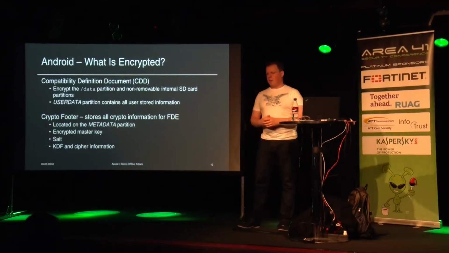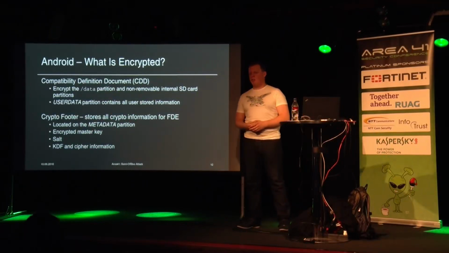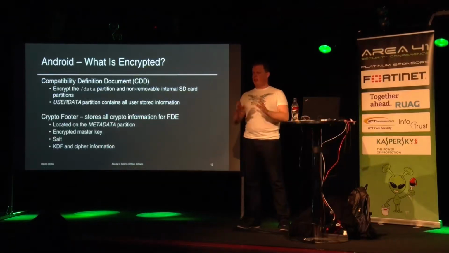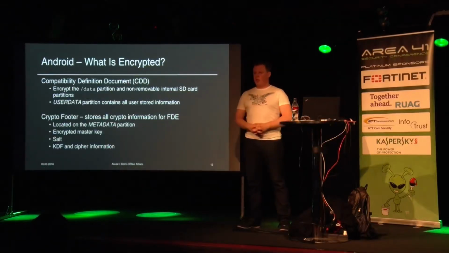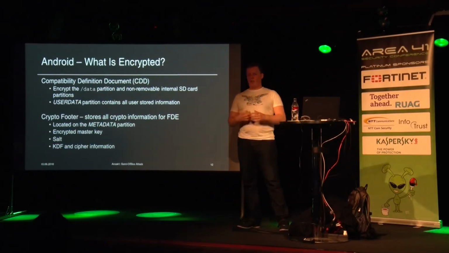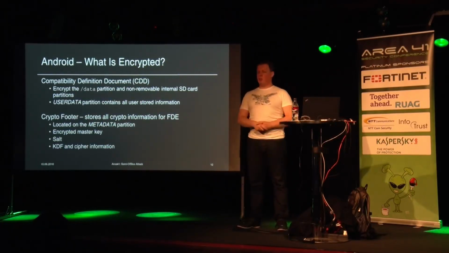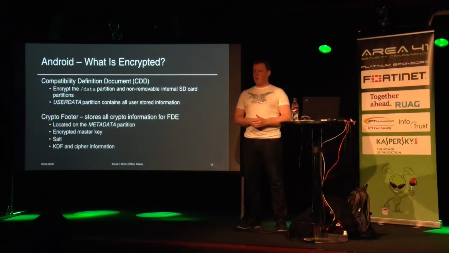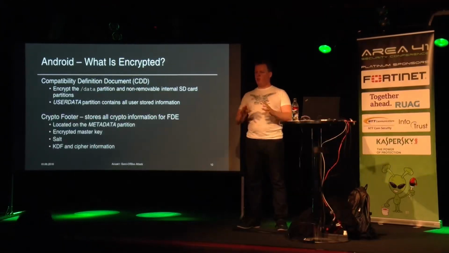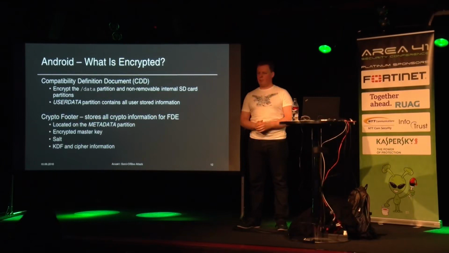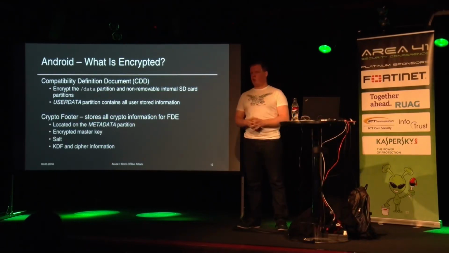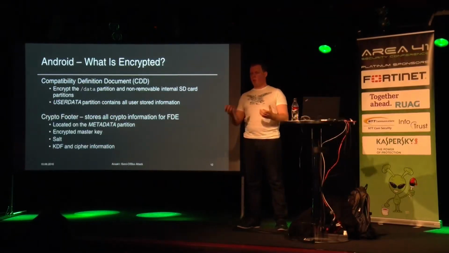For every Android version, Google releases a CDD document. In the CDD document, you have all sorts of things that manufacturers must not do, should do. In Android 5, it says that the user data partition should be encrypted. That's /data and every non-removable internal SD card. And as a manufacturer you need full disk encryption as soon as you offer a screen unlock. Good, we have that on the smartphone, right, both?